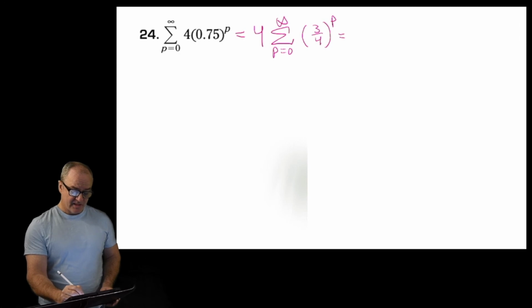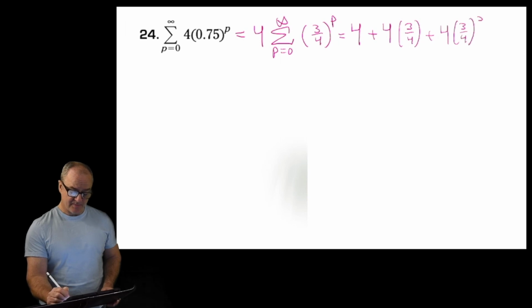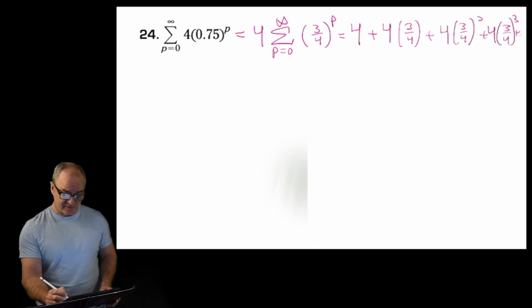You raise anything to the 0 power, you get 1, multiplied times 4, that's just 4. The next one is going to be 4 times 3/4 to the first power. The next one is going to be 4 times 3/4 squared. Next one is going to be 4 times 3/4 cubed, etc. Didn't leave myself much room for the plus, but that's okay for now.